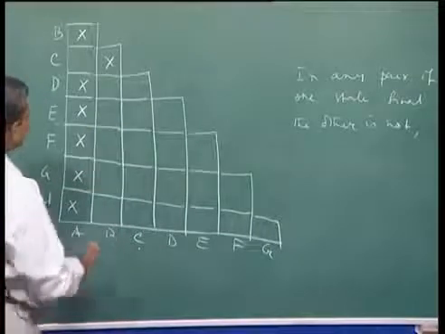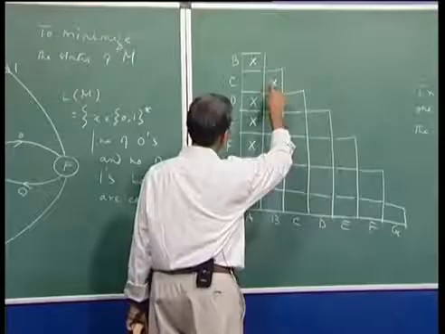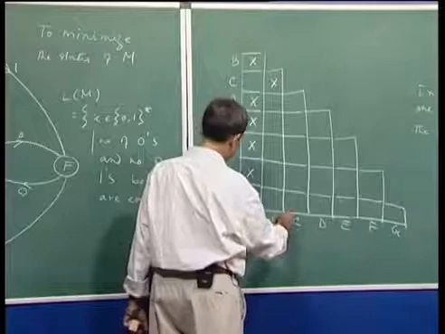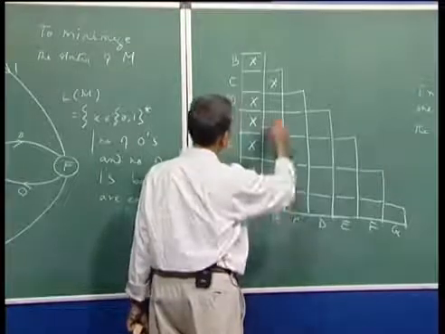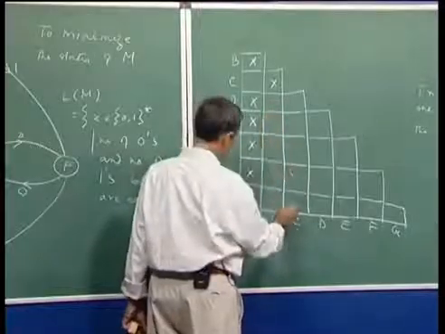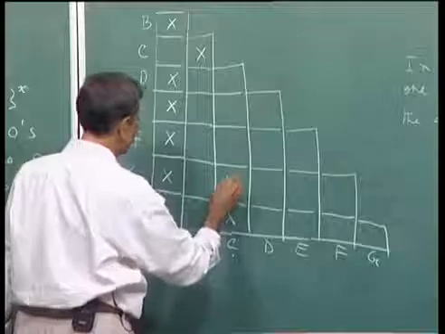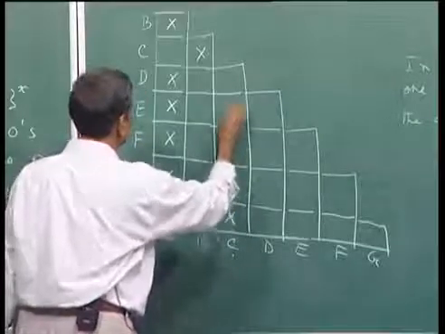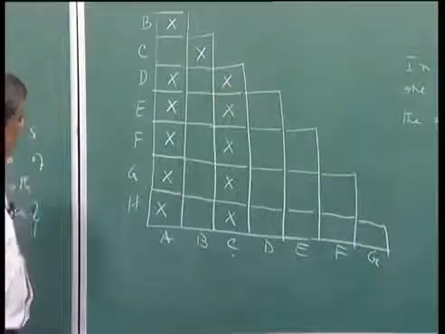Anything else that we can do? So, for example, let me write it in here. C and this B, and here C is distinguishable from H, C is distinguishable from G, C is distinguishable from F, C is distinguishable from E, C is distinguishable from D, right?